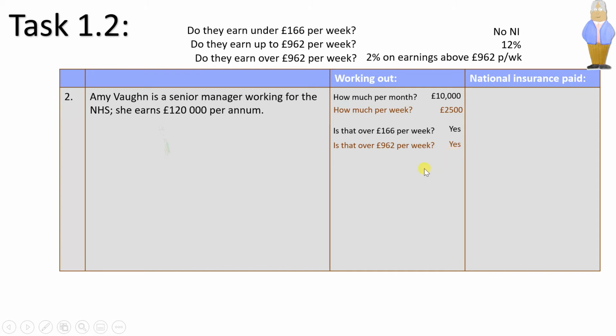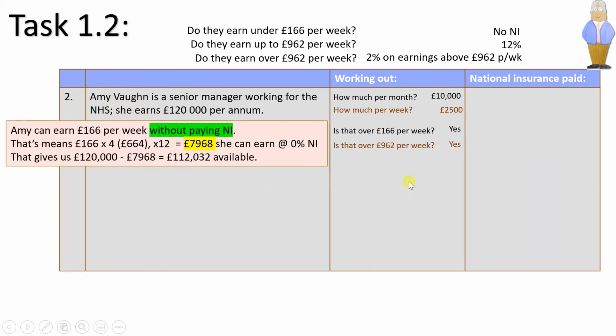National insurance is a little bit complicated. So here on this pink post-it note, here's the breakdown of how these questions work. Now remember the first 3 questions at the top. So first of all, Amy can earn £166 per week without paying any national insurance. So that means we need to work out what £166 per week is per month. We multiply by 4, 664, and then we find out what that is per year, and there's the yellow number.